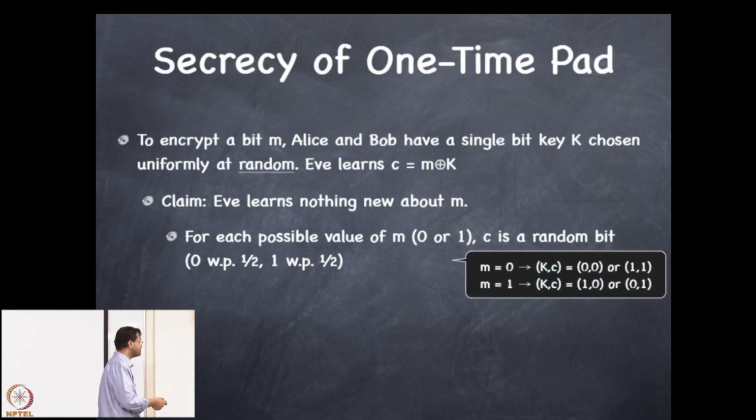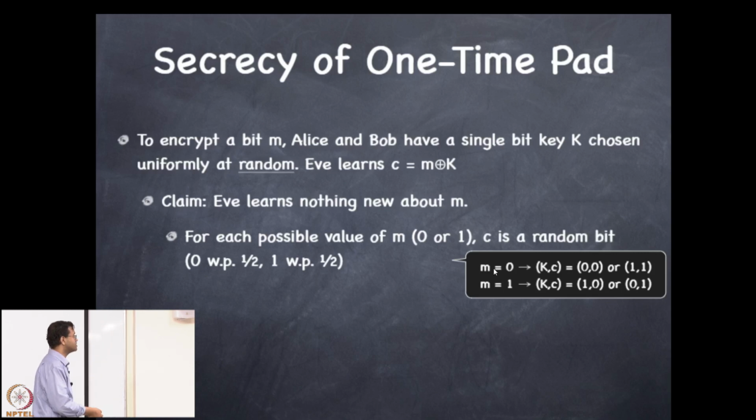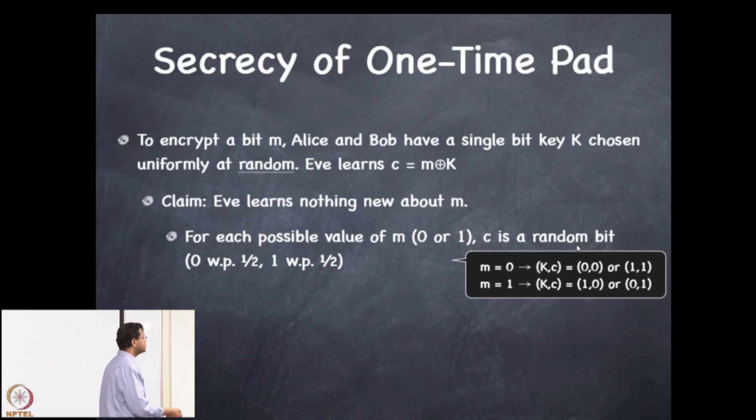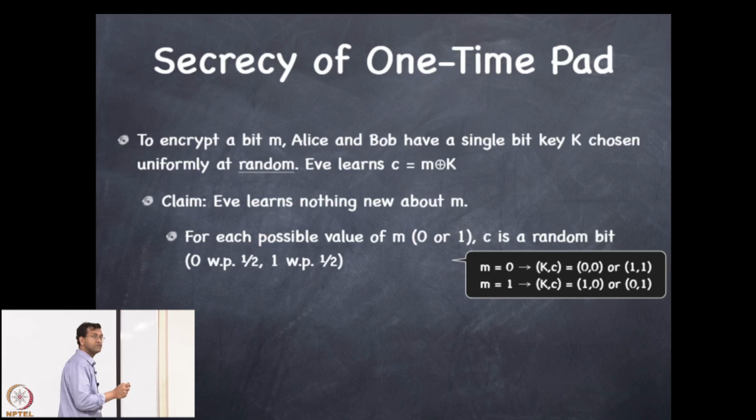To make it even more explicit, suppose the message is 0. There are two possibilities for the key. The key could be 0, in which case the ciphertext will also be 0. The key could be 1, in which case the ciphertext will also be 1. That's the effect of XORing with 0, right? It doesn't change the bit. So these are the two possibilities for the pair k comma c. When m equals 0, when m equals 1, it's a different pair.